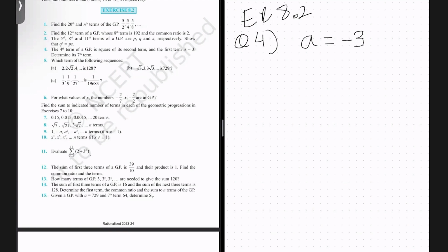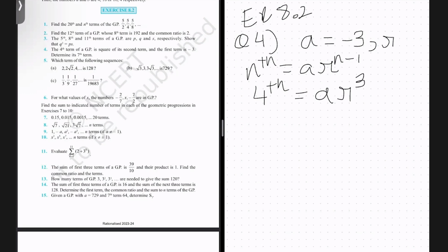Now, if the first term is A, then the nth term of this particular GP would be denoted by A r raised to the power n-1. Let us say the common ratio of this GP is r, right? And we know the nth term is A r raised to the power n-1. So the fourth term is going to be A r raised to the power 3, correct? And the second term is going to be A r, correct? Because 4 minus 1 is equal to 3 right here, and 2 minus 1 is equal to 1. So r raised to the power 1, which is nothing but r itself, right?